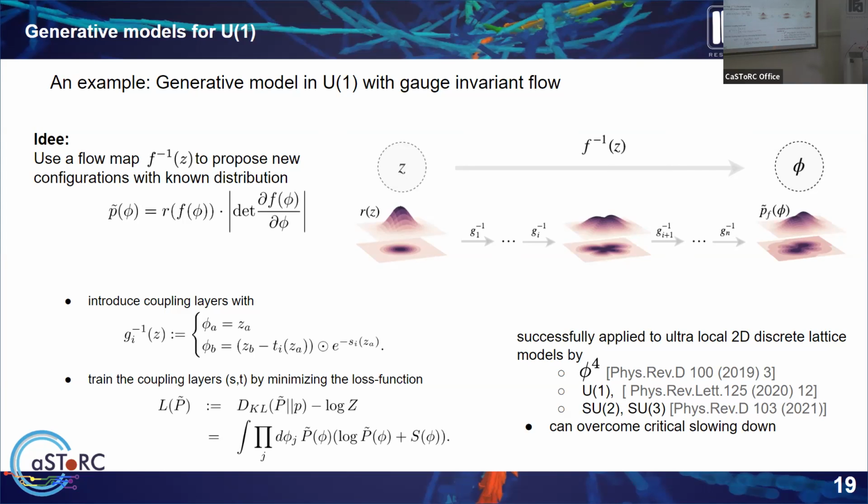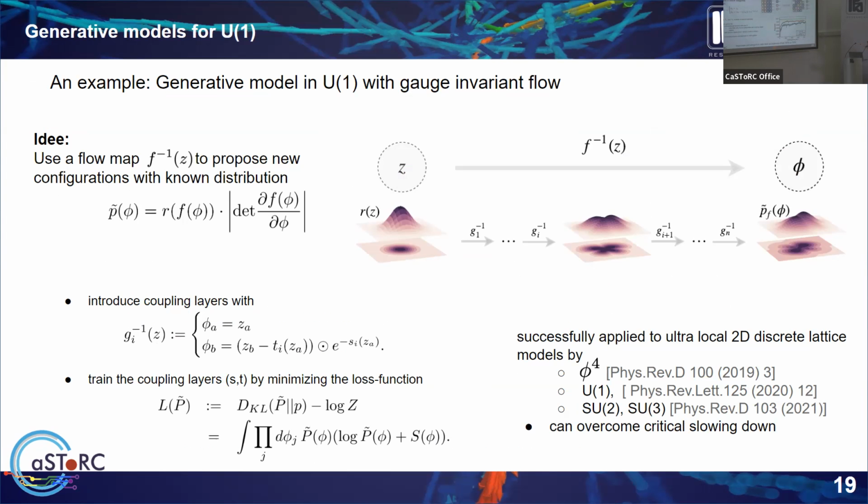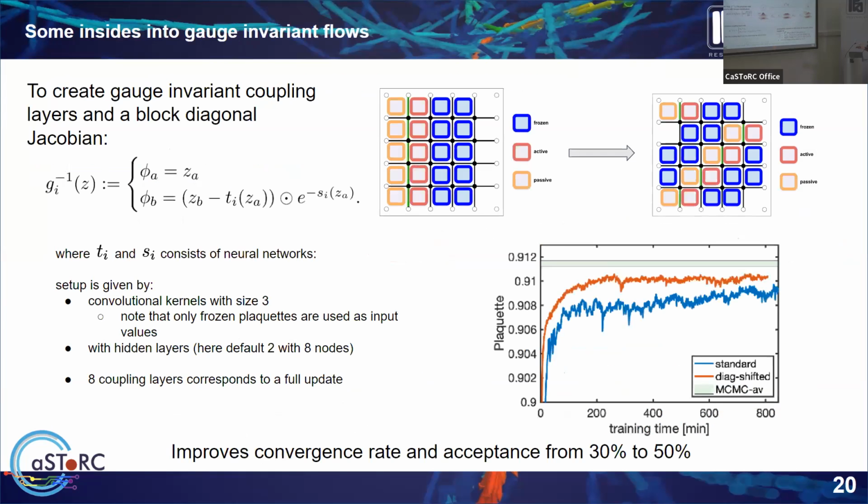So let's go here. The idea is to go from this distribution to this distribution using a lot of different coupling layers, which come with this transformation. In the φ^4 model, some fields are kept constant, while these fields are changed by using functions of these fields. The neural networks are then given by these t_i and s_i.